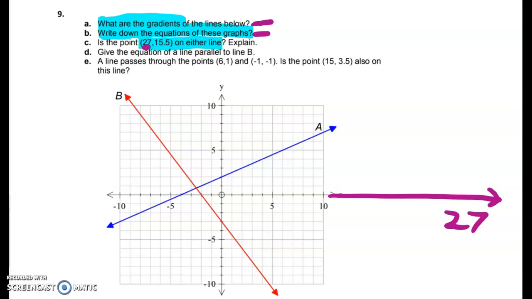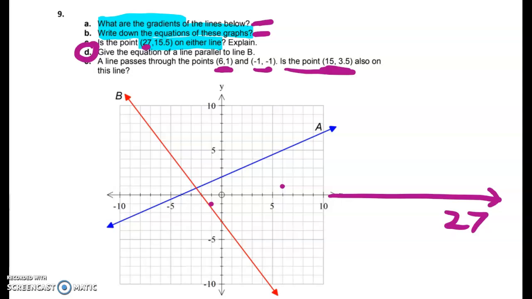Okay, next we have to give the equation of a line parallel to line B. That's actually a really easy question chucked in there. And lastly, the harder problem is to say we've got a line that goes through these 2 points, 6, 1 and negative 1, negative 1. So 6, 1 is here, and negative 1 is here. And then we have to figure out whether this point is also on this line. So hopefully what you'll try to do there is to find the equation of the line that goes through those 2 points. Okay, so let's make a start.